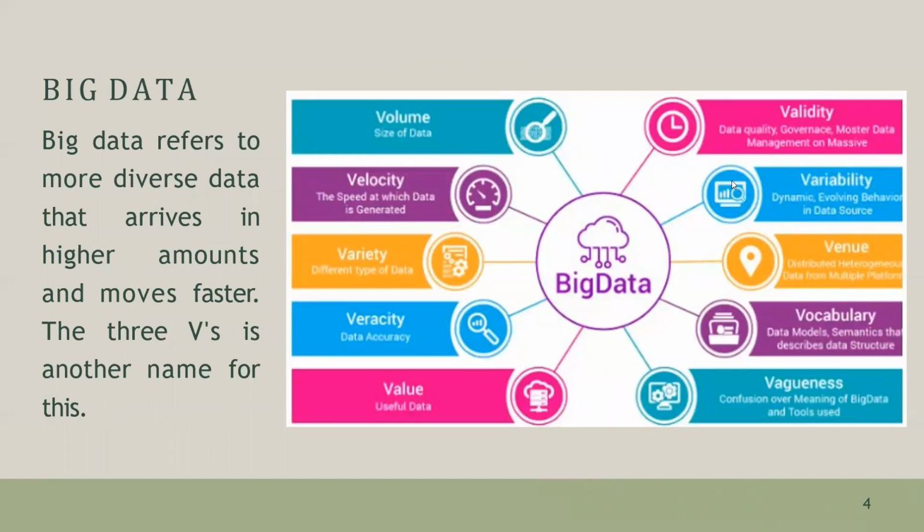Big data refers to more diverse data that arrives in higher amounts and moves faster. The three V's, volume, variety, and velocity, is another name for this. Big data refers to larger, more complicated data sets, particularly those derived from new sources. Because these data sets are so large, typical data processing techniques can't handle them. However, these vast amounts of data can be leveraged to solve business challenges you previously couldn't solve. Although businesses have been gathering massive amounts of data for decades, the term big data only became popular in the early to mid 2000s. Corporations acknowledge the vast amount of daily data and the need to utilize it successfully.